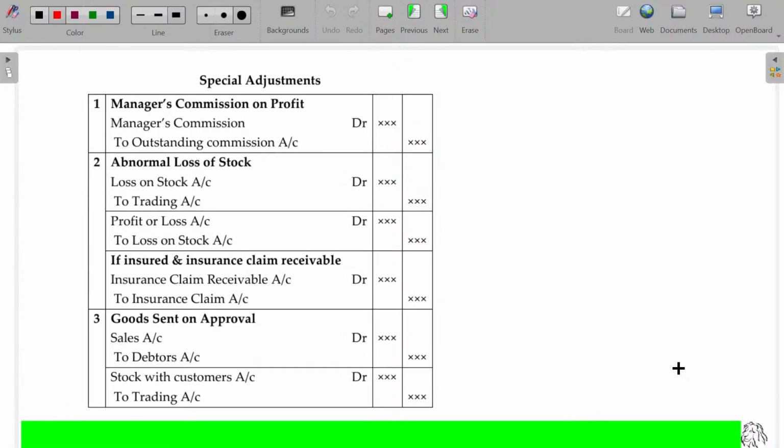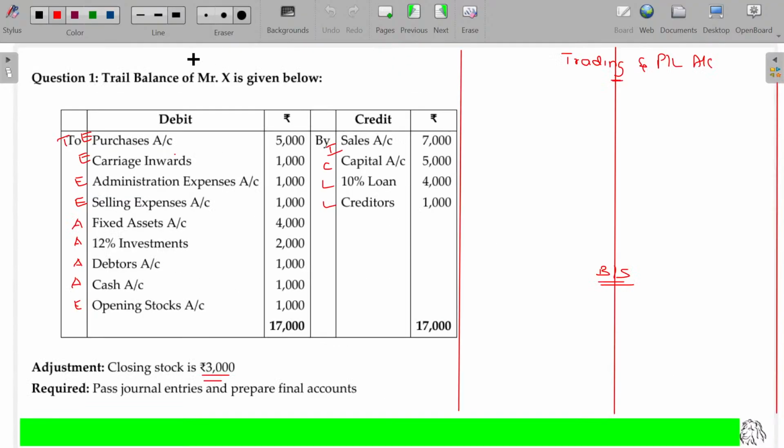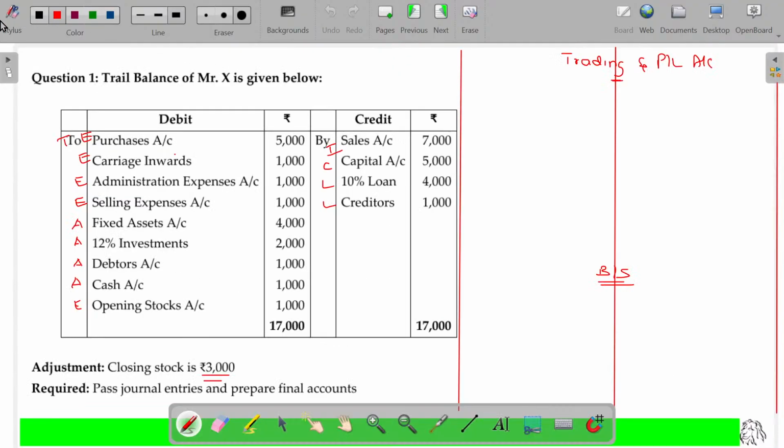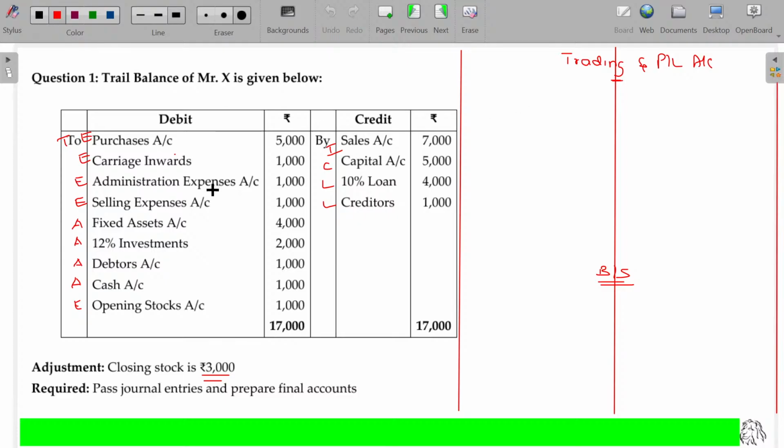Let's see. Now, carriage in: without that the goods will not come to your place. Administration, it's something we regularly do. It's not part of the trading account. Then it's a P&L account. Selling expenses also happen only after the purchase. So P&L account. Sales, predominant income. So trading income.